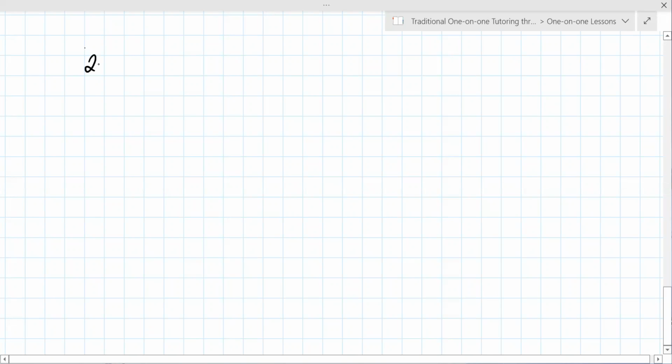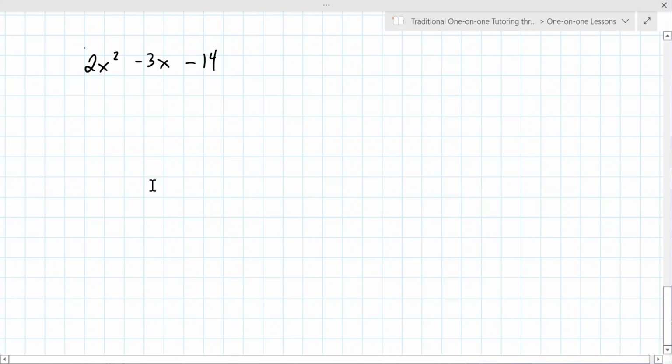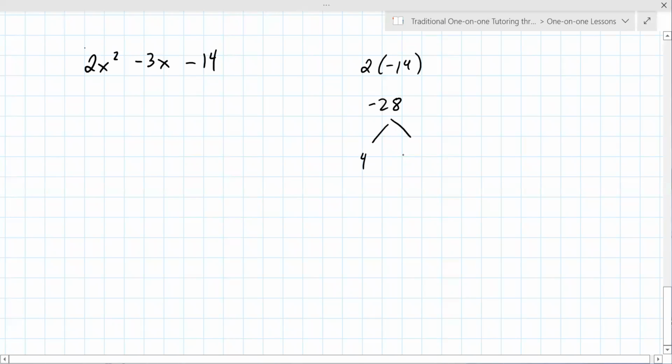So the next one here is 2x squared minus 3x minus 14. So you first say, oh, there's no greatest common factor. 2, -3, -14. There's no greatest common factor. I can't combine those. So I'm going to take the 2 and multiply by minus 14. That's minus 28. Okay. And then you say, well, what two things multiply to minus 28, but they have to add to -3? If you think real hard, it's 4 and -7. Okay.